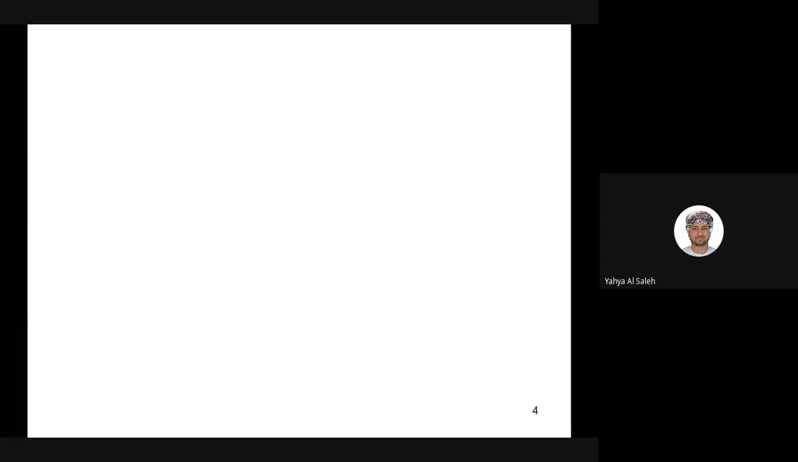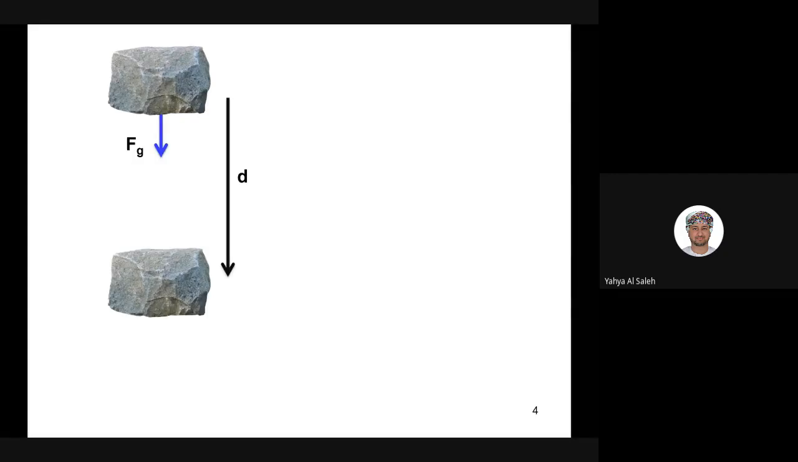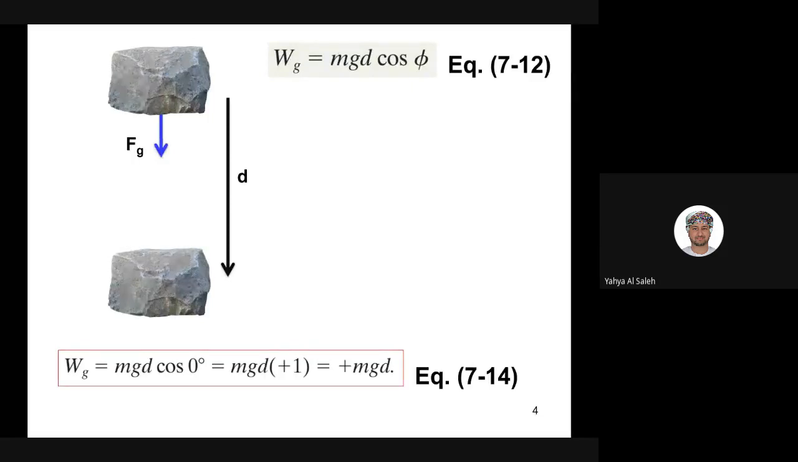Okay. Now, what about when I drop it down? When I drop it down, my force and my displacement are in the same direction. So again, mgd cosine theta, only my theta is now 0, so positive mgd. So technically speaking, if I take something up and I drop it back down, my net work is what? Simply zero.